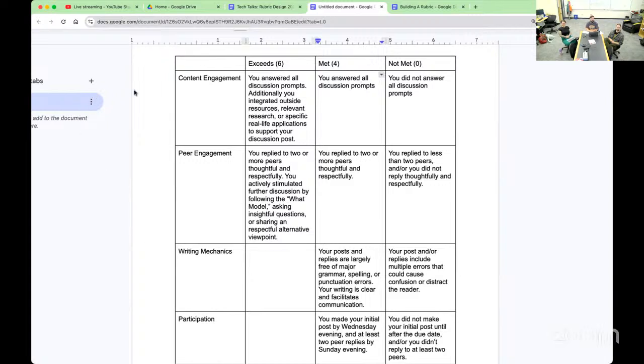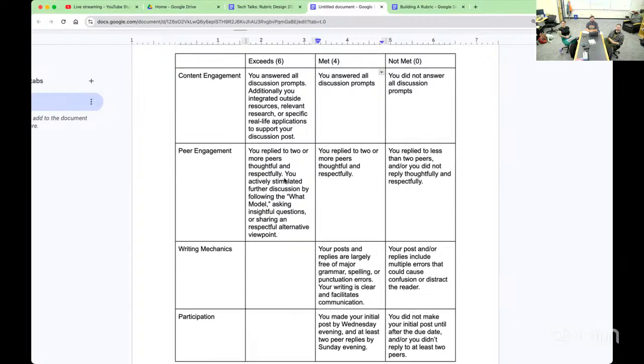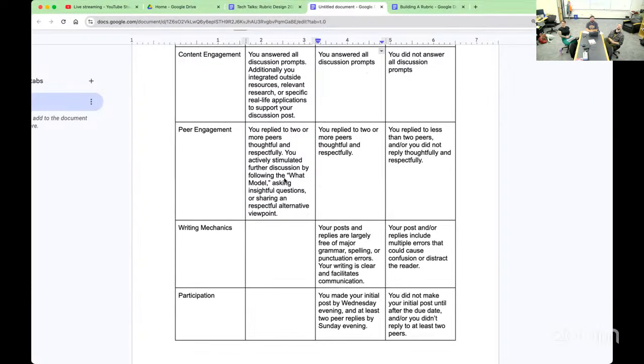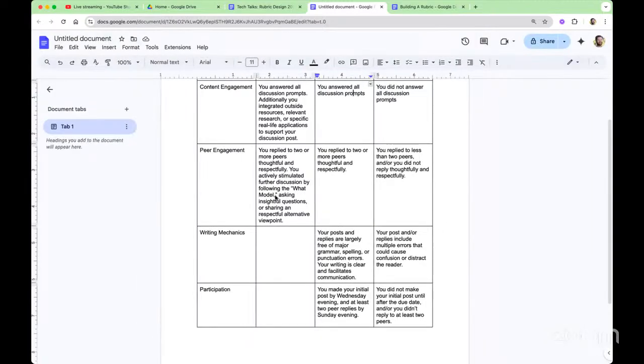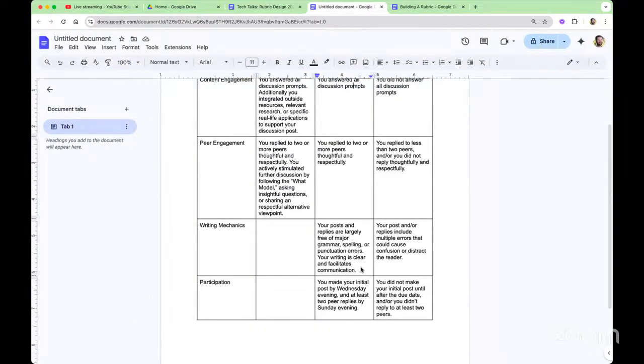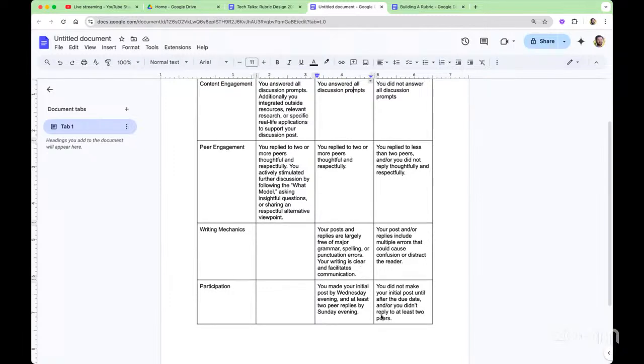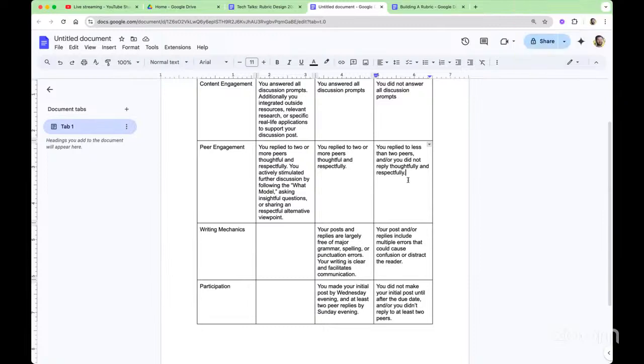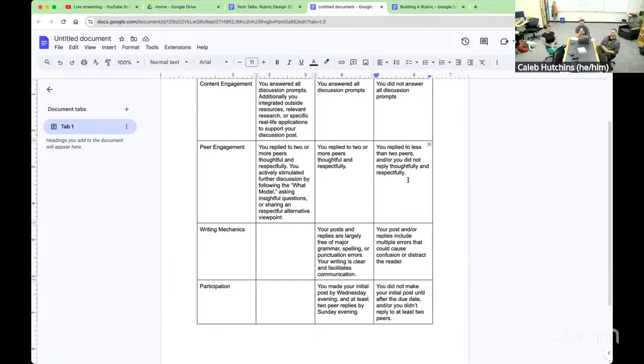And Jennifer has a comment in here: having the "and" can inhibit earning points, like reply and write well. Say more, Jennifer. So on one of your met or not met, you say you replied to less than 2 peers and/or you did not reply thoroughly and respectfully. So I feel like that's almost 2 criteria. The replying to and then being respectful. That's just me, I imagine that scientists like to split and classify. I can see what you're saying.